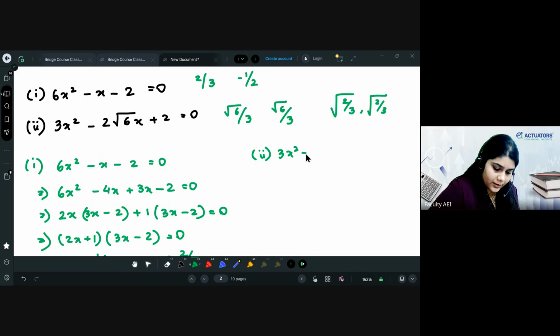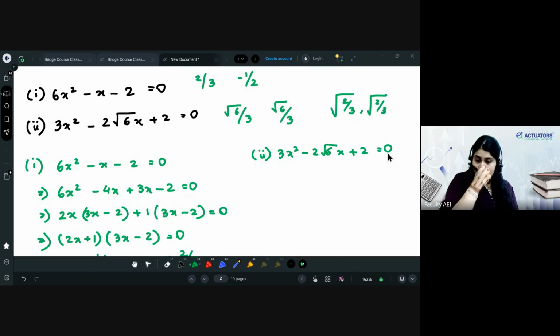3x square minus 2 root 6x plus 2. Sum needs to be minus 2 root 6 and product needs to be 6. So what can we have? We know product को 6 करने के लिए we'll need root 6 into root 6, and we can do minus root 6 into minus root 6. Minus root 6 minus root 6 is minus 2 root 6.